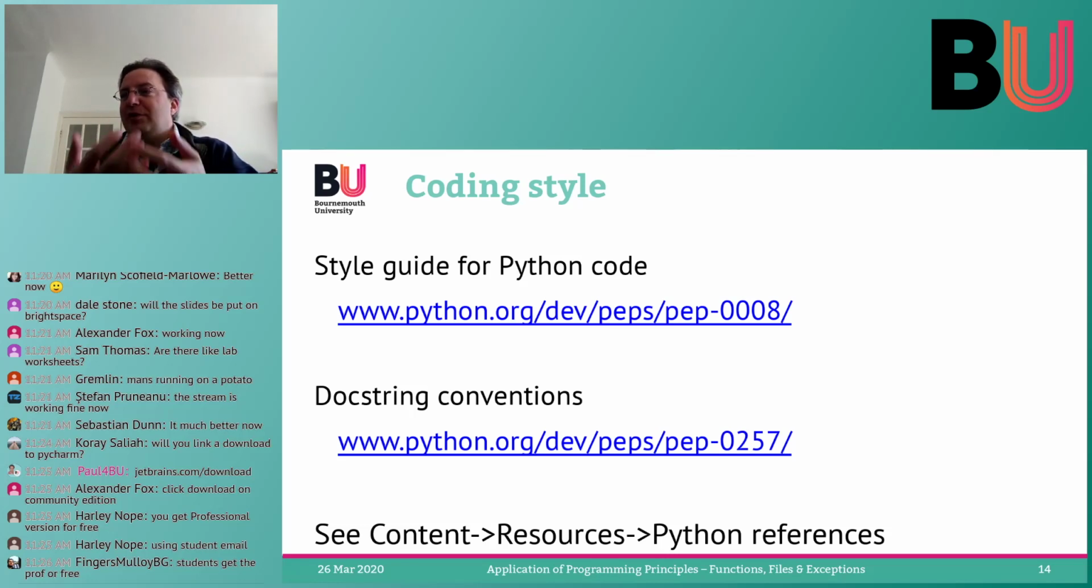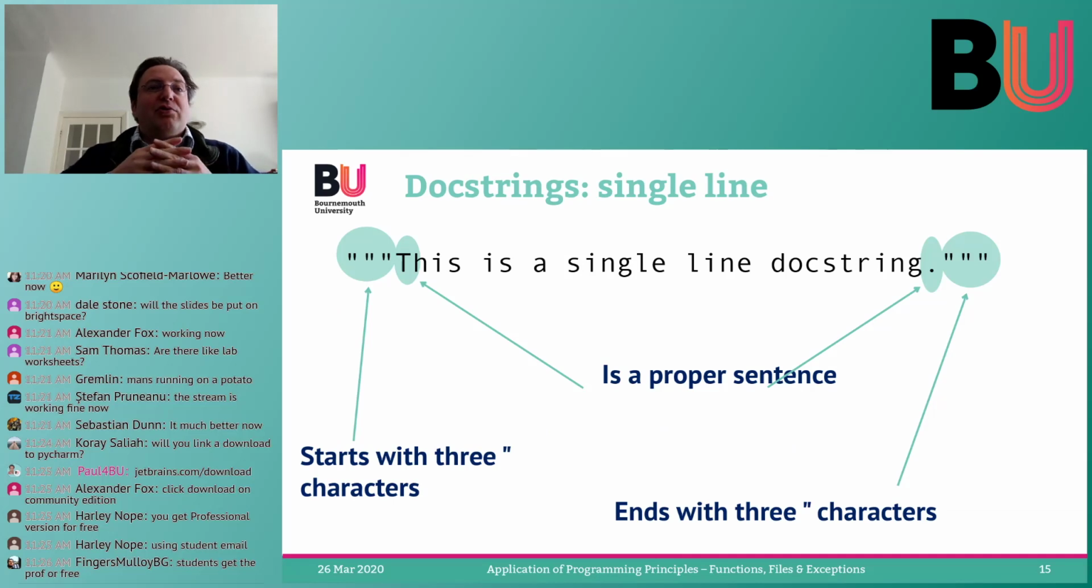And of course, you can write that yourself as well. So what does a documentation string look like? In Python, you start your function with three double quotes, then a proper sentence, or multiple proper sentences if it's not a single line, and then three quotes to end it. That's actually a multi-line string, so you can put it on multiple lines.